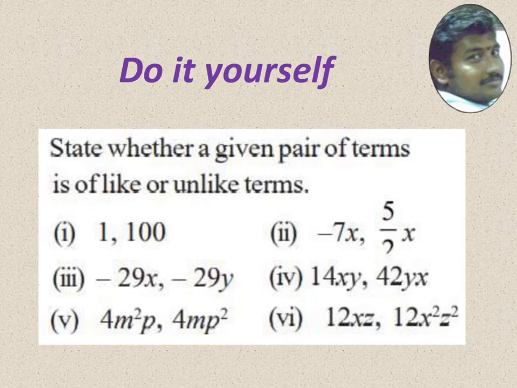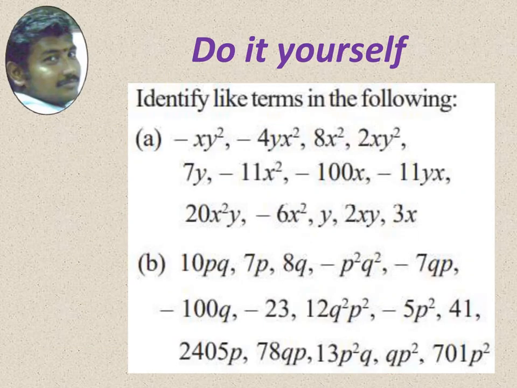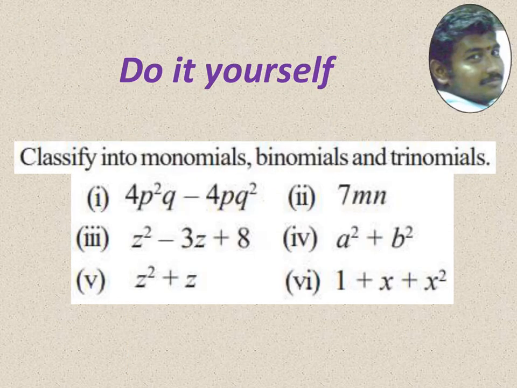Now here are questions for you to test, given like or unlike terms. By seeing them you can easily say. In the same way, you have to identify the like terms. Here are some questions. Minus xy square: find the pair for it. First is minus xy square, next is 20 x square y. That is not like terms. You have to see that and do it yourself.